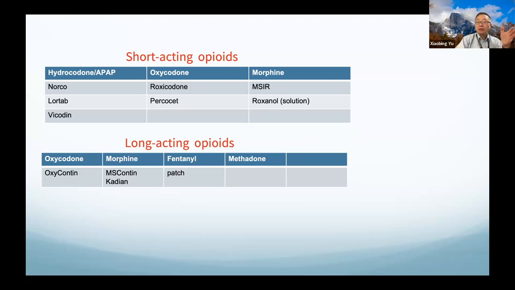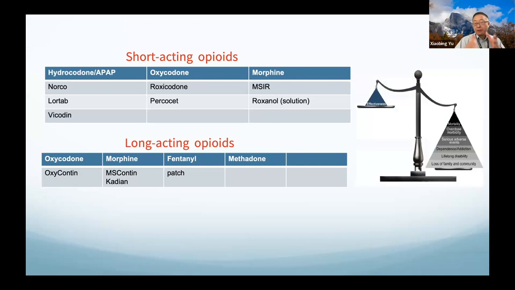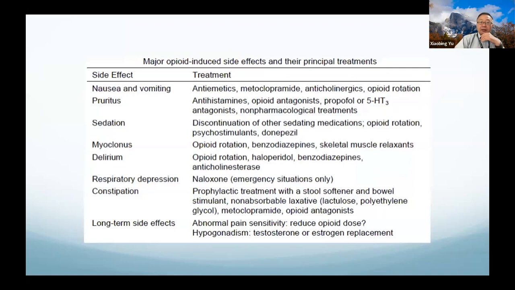So it's very effective, but we always need to consider the potential harms. And in this case, I listed here a lot of the common side effects associated with opioid therapy. The most important is respiratory depression.